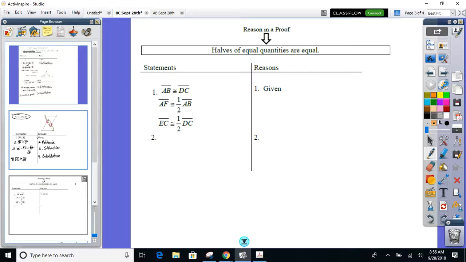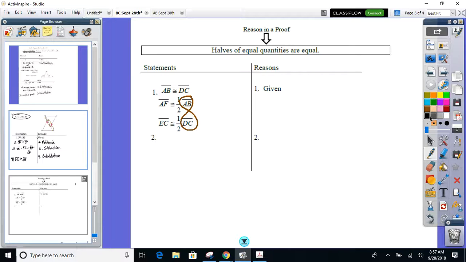Wait a second. What do we know about what we just took half of? What do you know about AB and DC, what we're taking half of? They're congruent, and shouldn't their halves also be equal? Okay, that's what this is saying. If you take half of two equal quantities, they'll be equal as well.